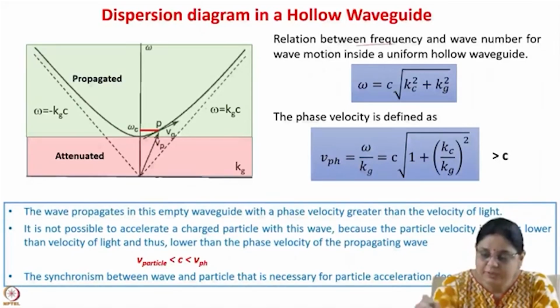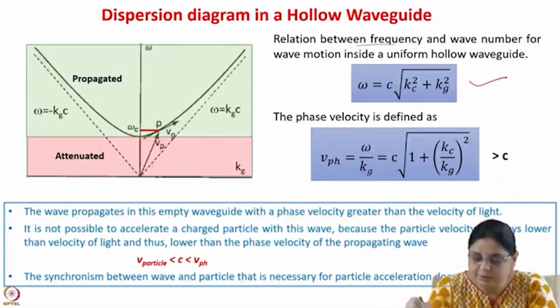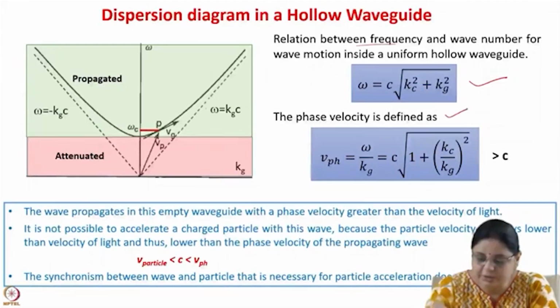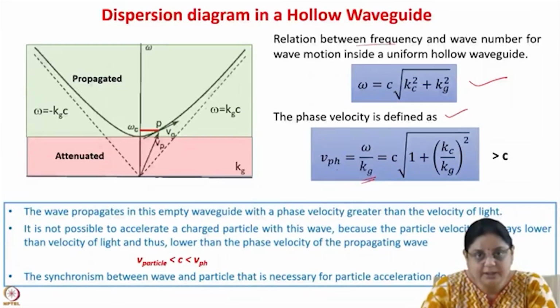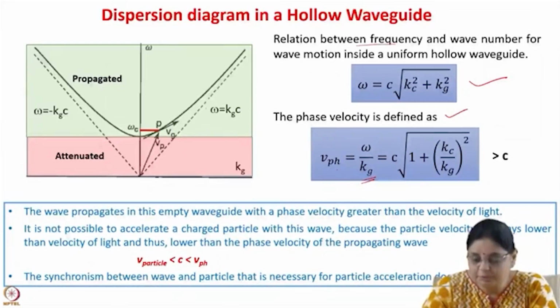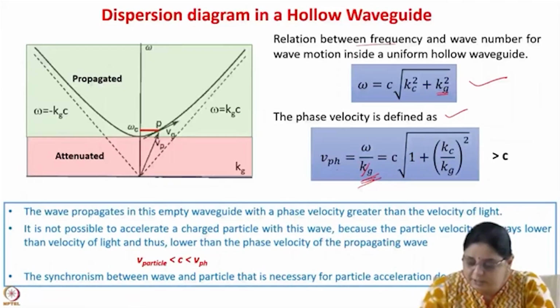Now again, the relation between the frequency and wave number is given by this. From here you can calculate the phase velocity. So phase velocity is omega by kg. We take kg because kg is the propagation constant with which the wave is propagating in the waveguide. So omega by kg: you simply take omega from here and divide it by kg. You can take kg out of the square root, and it gets cancelled with this kg. So you are left with c times the square root of 1 plus (kc by kg) the whole squared.